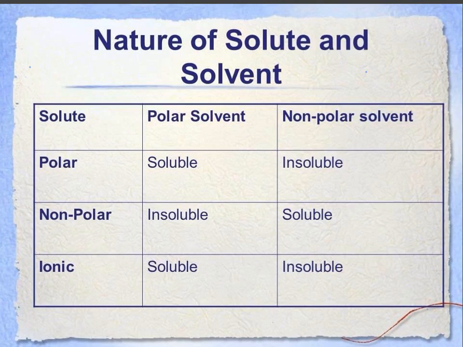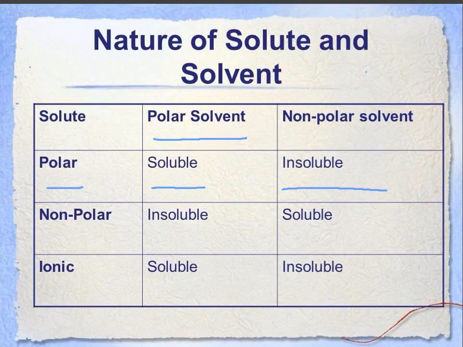So again, when we talk about the table of solutes, a polar solute is soluble in a polar solvent, but insoluble in a non-polar solvent. One classic example of polar to polar, which is soluble, is salt and water. Polar to non-polar is insoluble. A very good example of this is our table salt and our alcohol.